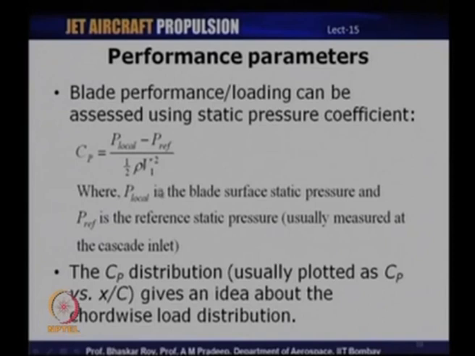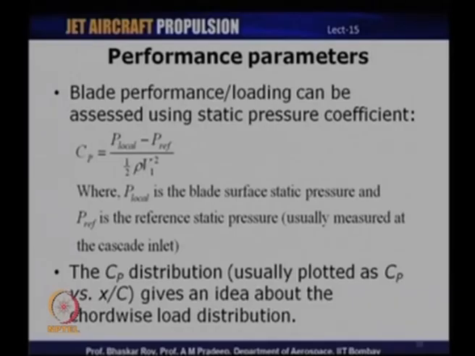Here P local is the blade surface static pressure at a particular point, which could be at any point on the chord of the airfoil, and the reference pressure is the reference static pressure, which is usually measured at the cascade inlet, in a similar fashion as we measured P01 in the previous definition.